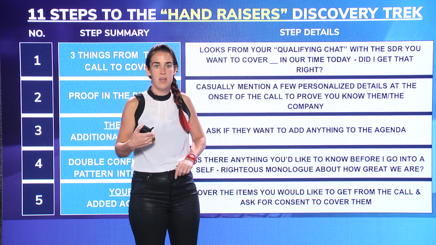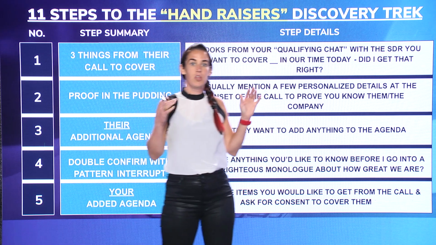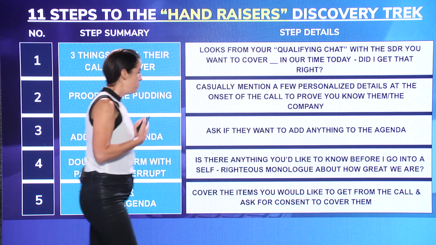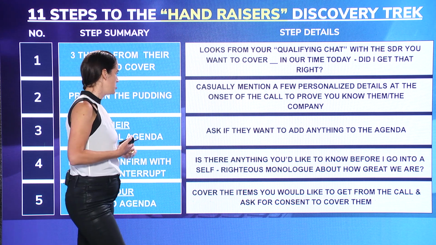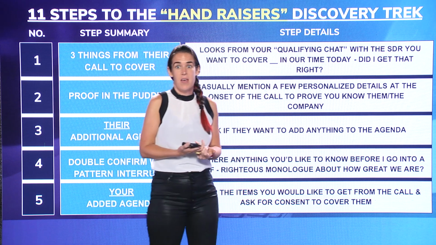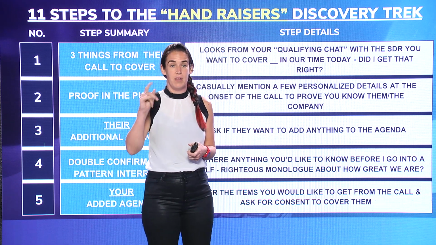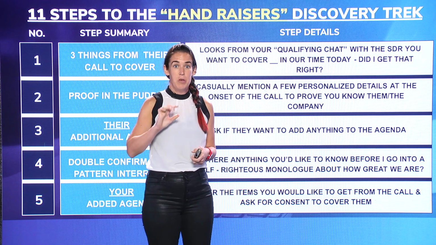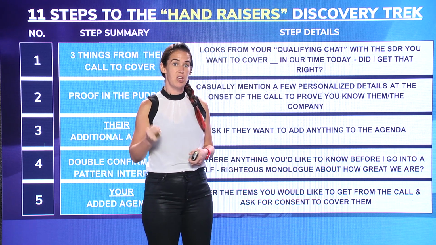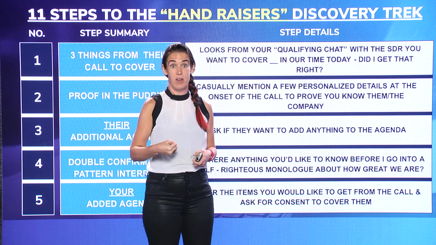Let me add that in here. Okay, great. So I know what you would like to cover during the call. And then step number 5, you want to add your own agenda. So I'd say, as far as what I would like to uncover in the call, I would like to uncover blank, blank, and blank. And you can put whatever items that you want to cover in that call, but you need to make your prospect aware of what you're going to cover.